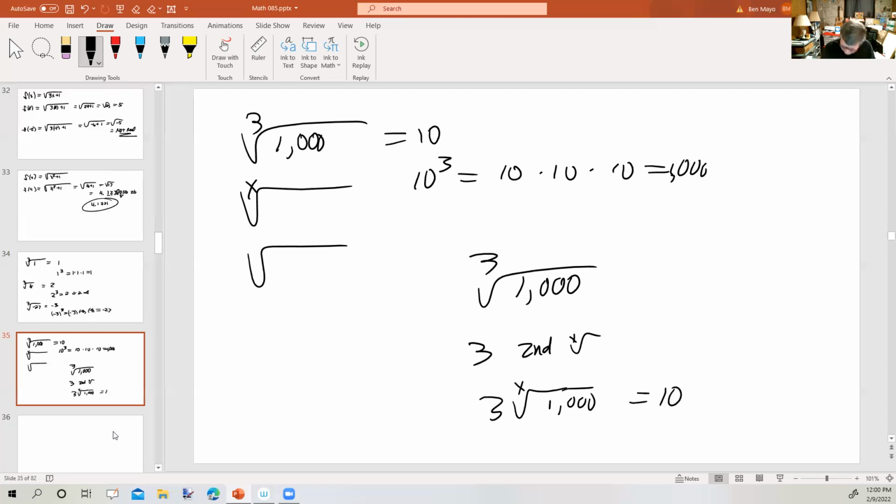And I get 10, okay? Now in my calculator, when I push this button, it gives me a parenthesis. When I push this button, it does not give me a parenthesis. So you'll have to decide whether you need a parenthesis or not, depending on what you're putting in. If you're just putting in a single quantity, you don't need parentheses, okay?